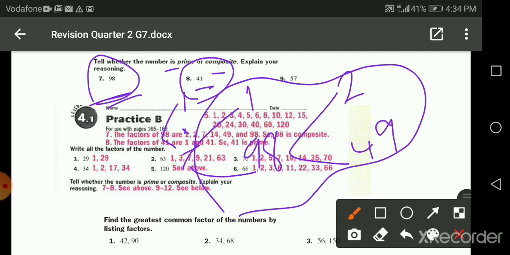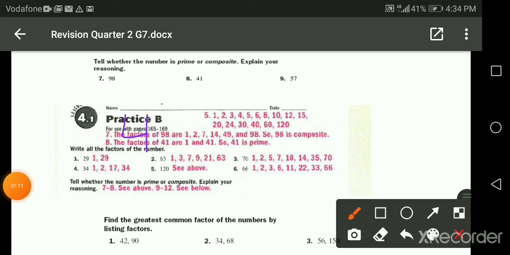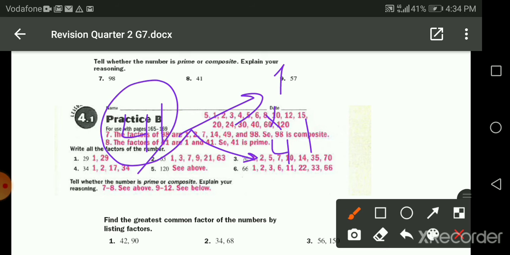Like here we have 41. This 41 is what? It's a prime number. 1 just multiplies 41 gives you 41. Okay, so I can't find it in any other timetables.